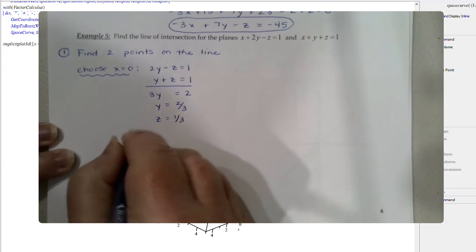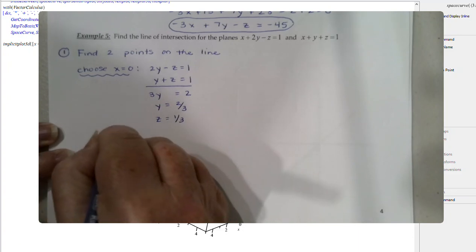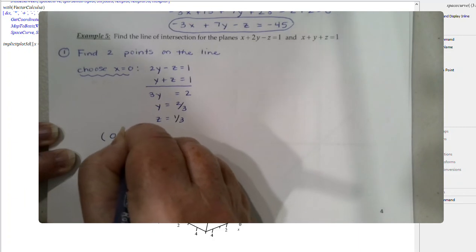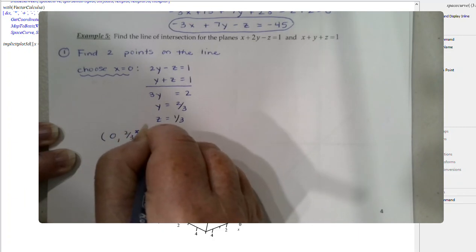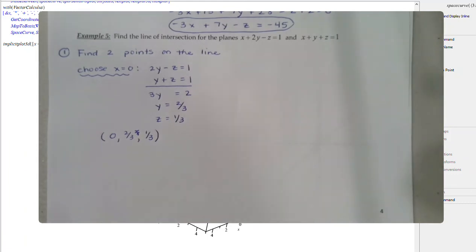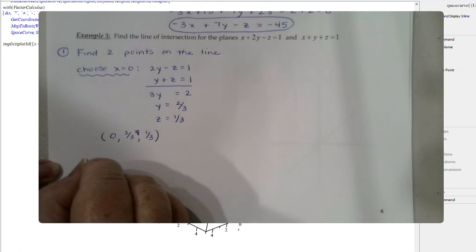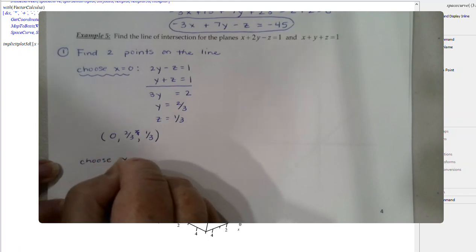So my first point is 0, 2/3, 1/3. All right, let's do it again. Let's choose x equals 1 this time.